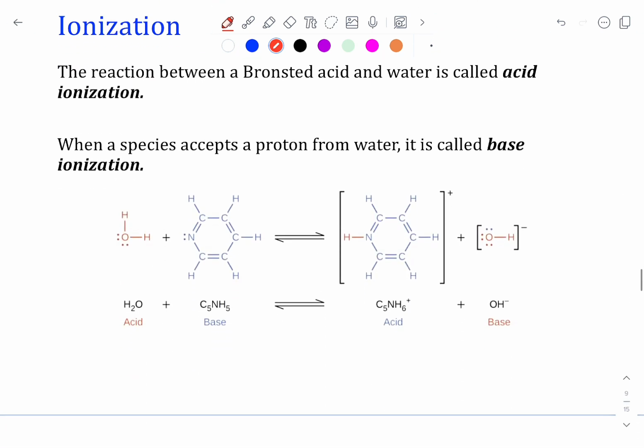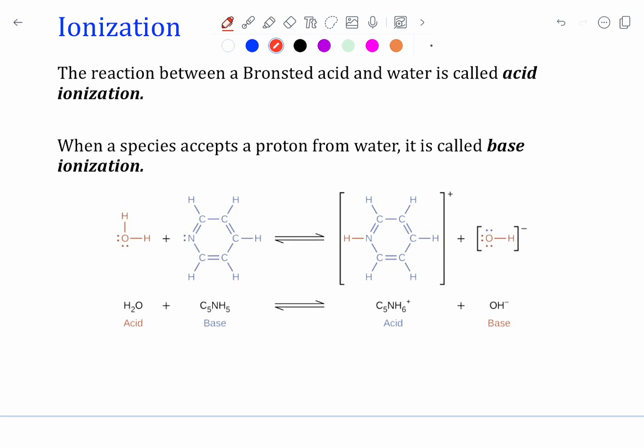The same can be said for a base. So when a species accepts a proton from water, specifically base, so let's put basic in there, a basic species accepts a proton from water, this is called base ionization. So again, ionization because we're creating ions, except now we're creating the hydroxide ion and then an ion form of the base. I don't know exactly what that one is, but the hydroxide ion is then associated with a base reaction.